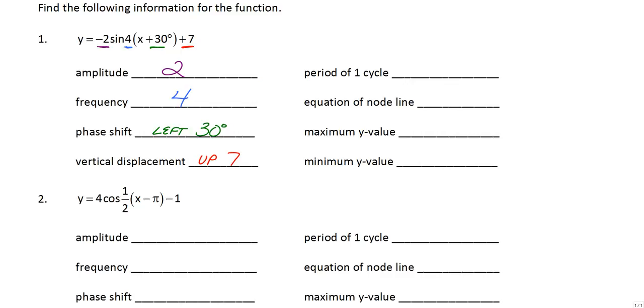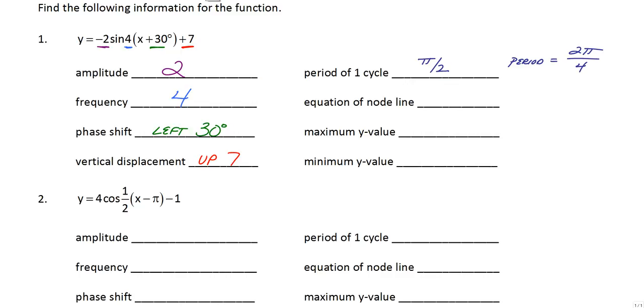Okay? Now, we need to talk about period. The period of one cycle is always found by doing 2 pi, your standard sine or cosine length of a cycle, divided by how many different times a cycle occurs in 2 pi, which is 4. So 2 pi divided by 4 simplifies to pi over 2. So that means the period of one cycle is just pi over 2. So every pi over 2, this cycle is going to repeat itself.